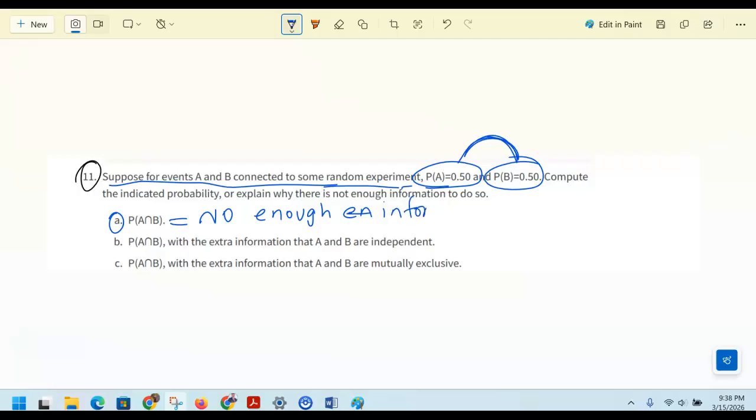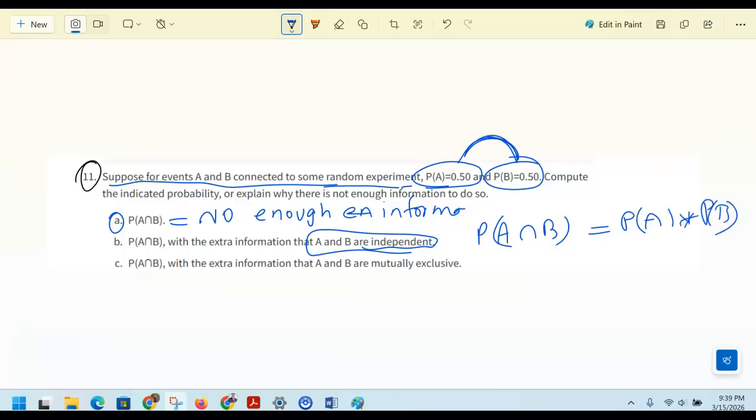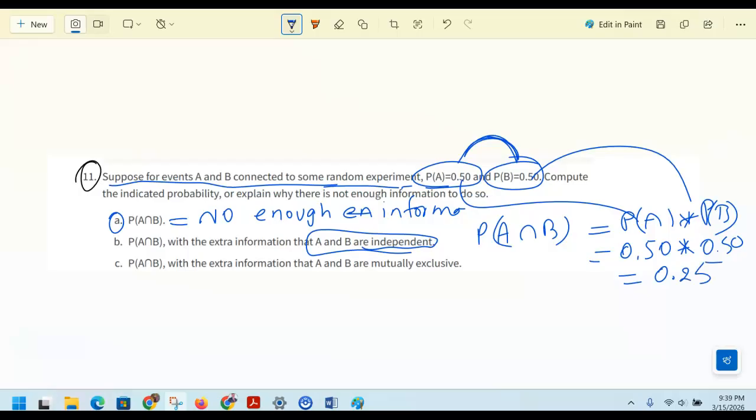And the next question says they are independent. Now what is the meaning of independent? The probability of A and B is the probability of A times the chance that B occurs. So this is the formula. All you do is put this here and this here, which is 0.5 times 0.5. 5 times 5 is 25, so 0.25. This is the probability of A and B.